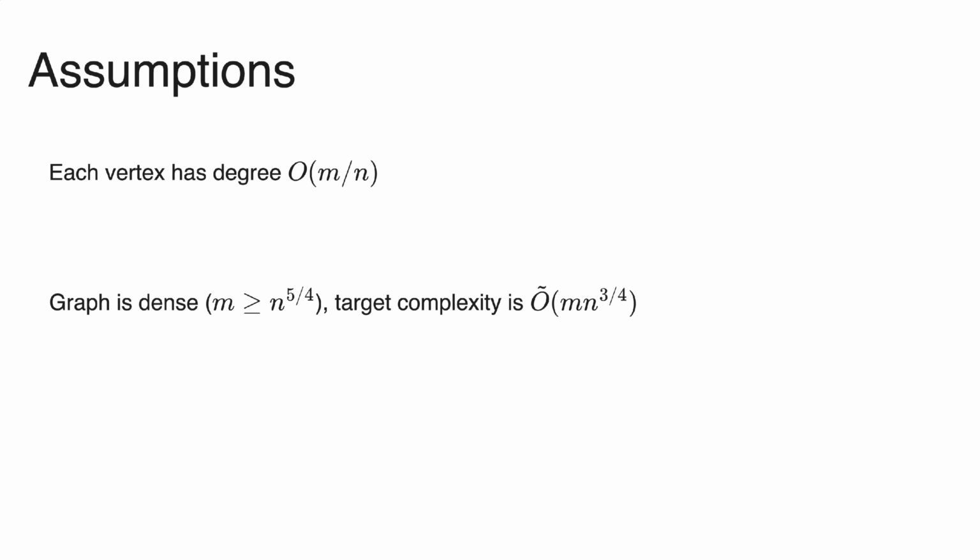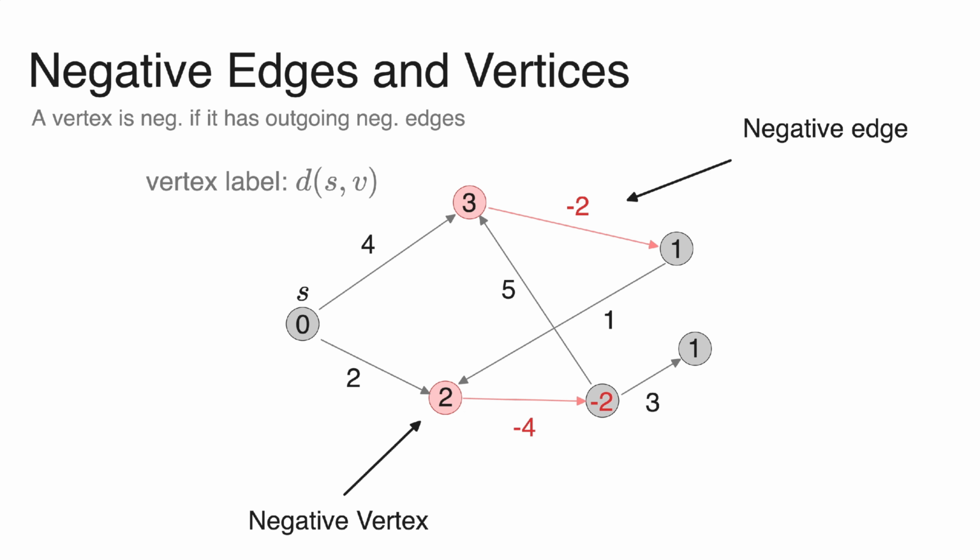So, in this talk, we assume that after some pre-processing, each vertex has a bounded degree, big O of m over n. And through this talk, we focus on the dense case. So you can imagine m is roughly n squared. We call a vertex a negative vertex if it has outgoing negative edges. And in any visual example, we use red to denote negative vertices and negative edges.